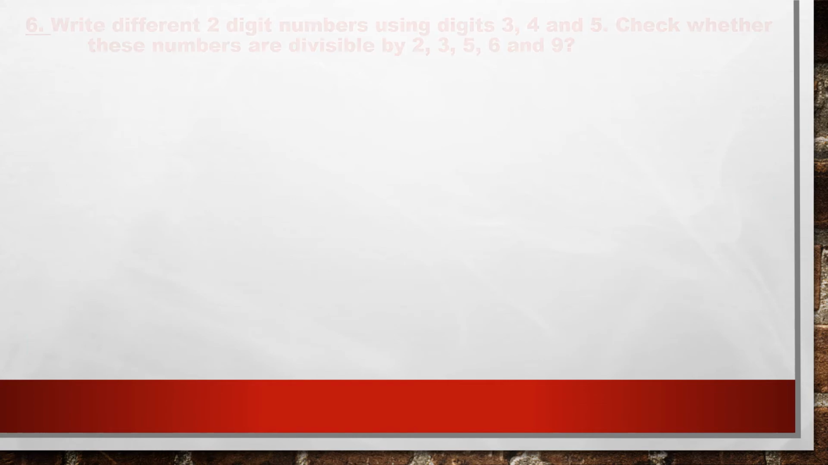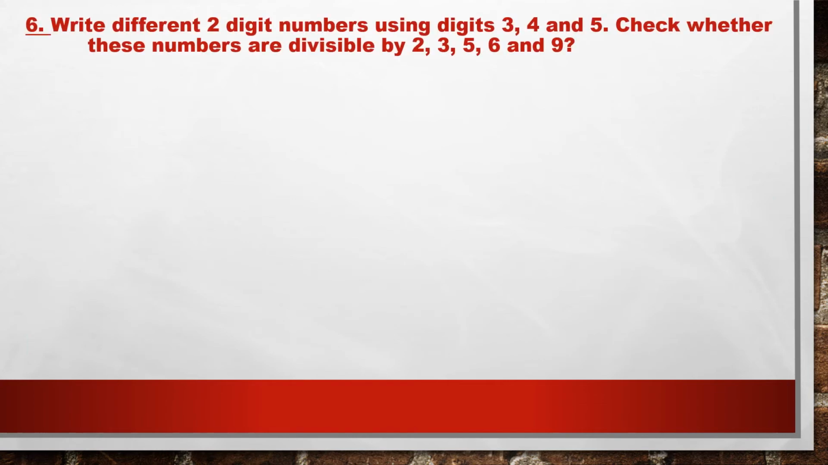So here is your next question. Write different 2-digit numbers using 3, 4 and 5. In the previous question we used 1, 9 and 8, no? Here you should use 3, 4, 5. He asked for different two-digit numbers. Using these 3, 4 and 5, write two-digit numbers, like 34, 53.